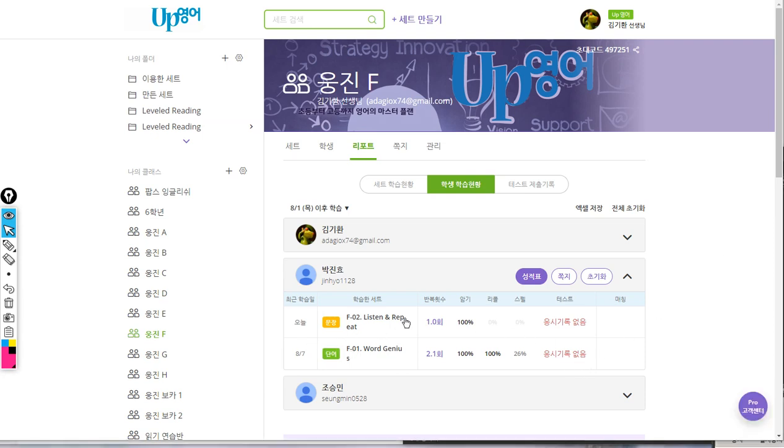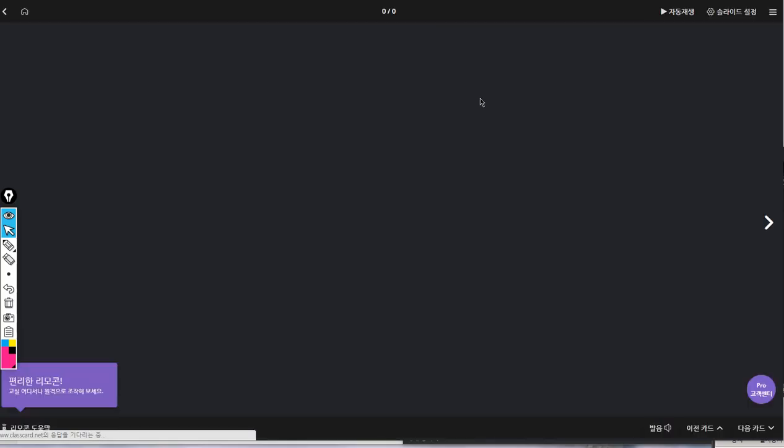한번 했지 않아요, 그래도? 오늘. 뭐 말하게 테스트해보면 알겠죠? 오케이.